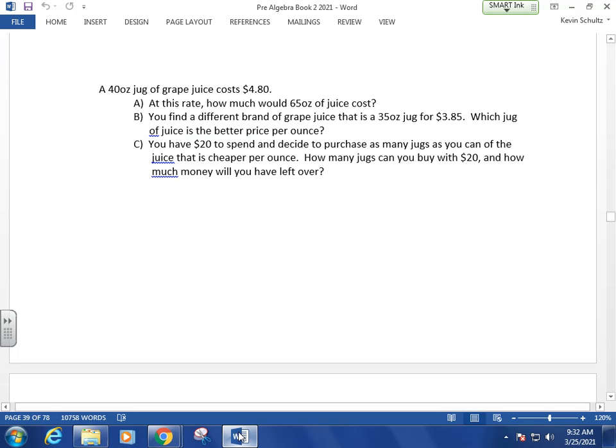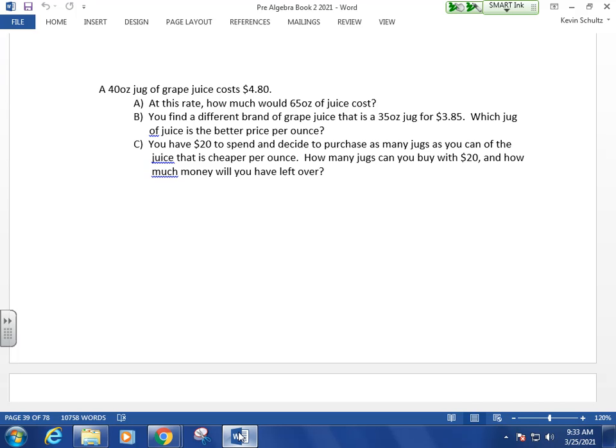We're back to talk about this question here. And like I kind of said, you're basically looking at 3 different options here. And sometimes you can use more than one method to get the answer. But is it going to be a proportion? Is it going to be unit rate? Or is it going to be a unit conversion? So a 40-ounce jug of grape juice costs $4.80. Okay. Letter A, at this rate, how much would 65 ounces of juice cost?